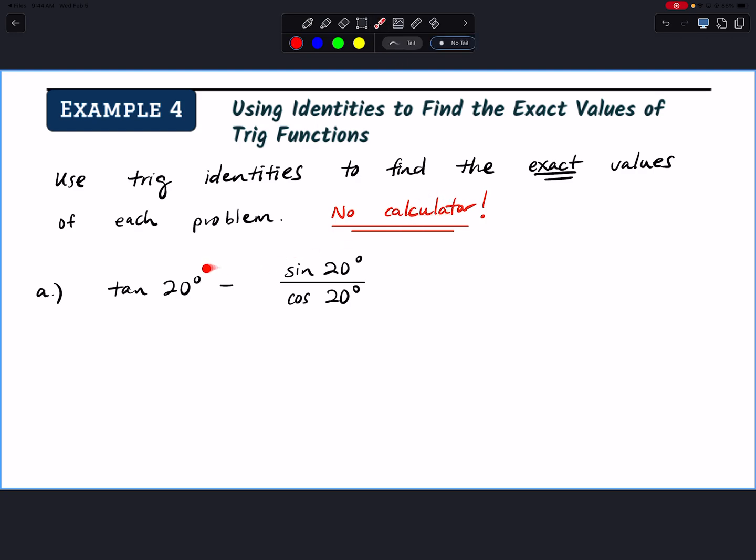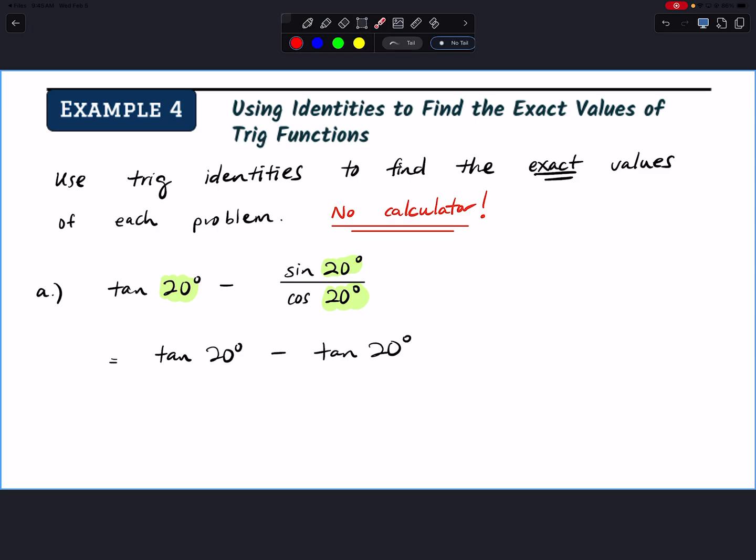So if you're wondering, how do I find the tangent of 20 degrees without a calculator? Well, what I want you guys to notice is all three expressions are 20 degrees. So I noticed that it's the sine of 20 degrees divided by the cosine of 20 degrees. Think about this like our theta. What's sine of theta divided by cosine of theta? Tangent of theta. So the sine of 20 degrees over the cosine of 20 degrees is the same thing as the tangent of 20 degrees.